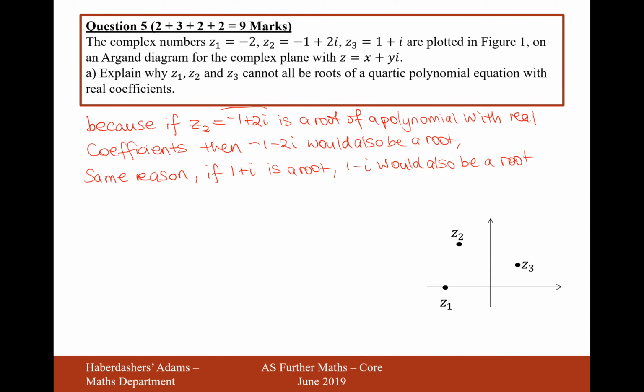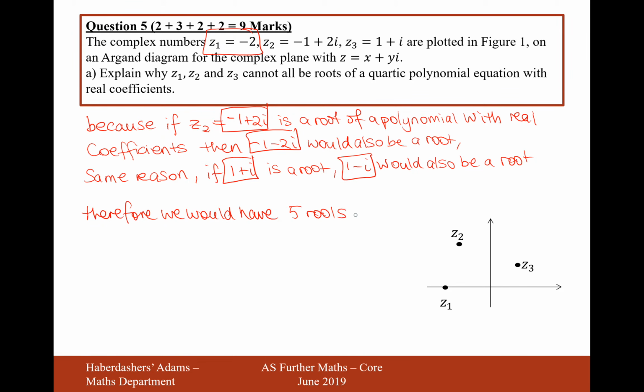So therefore we have now 1, 2, 3, 4, and the root minus 2, which doesn't have a complex conjugate because it's already a real value. So therefore we would have 5 roots, which would not fit in a quartic.